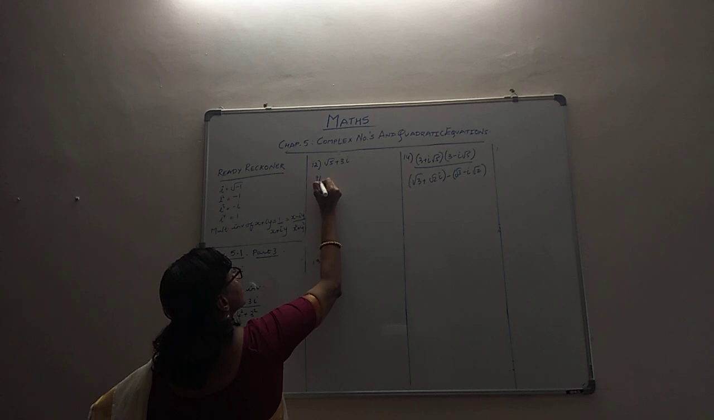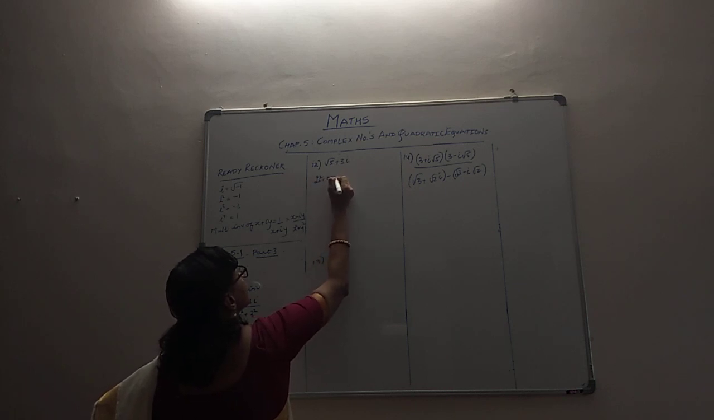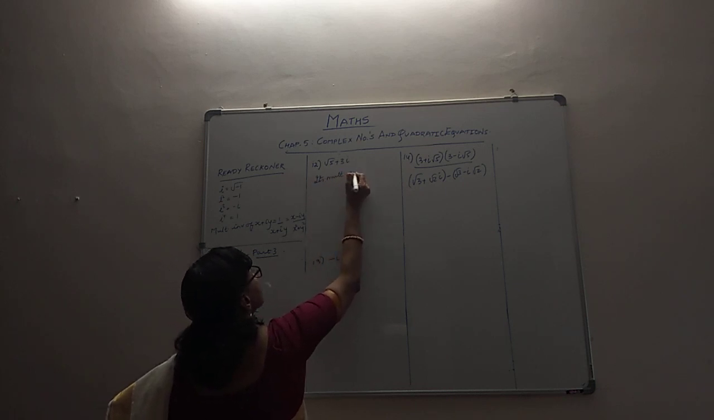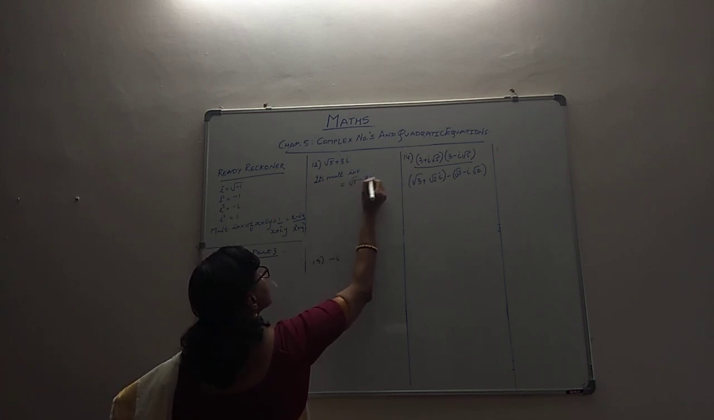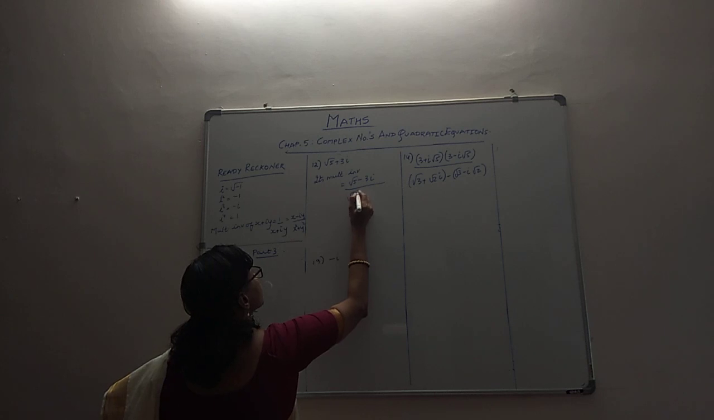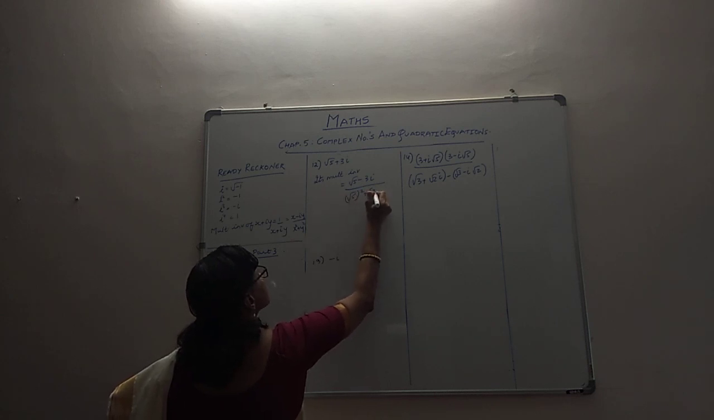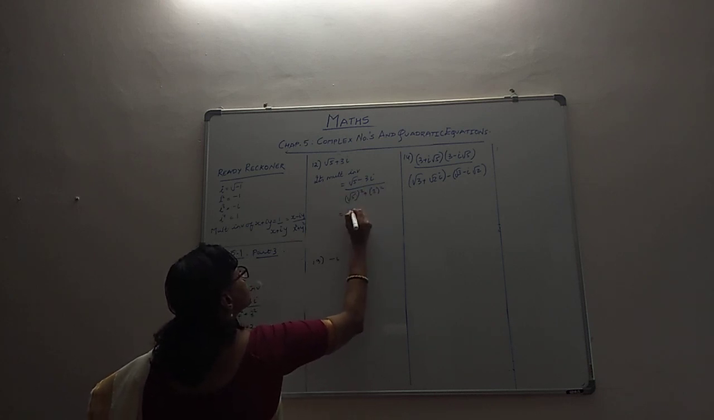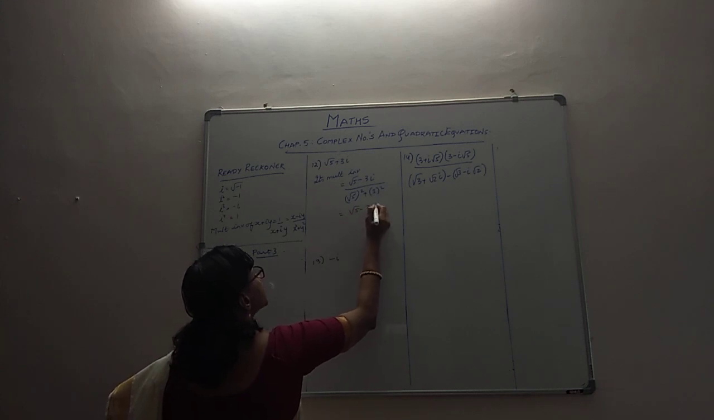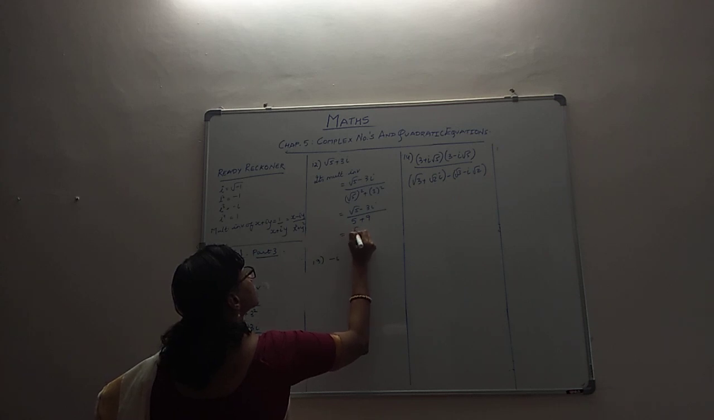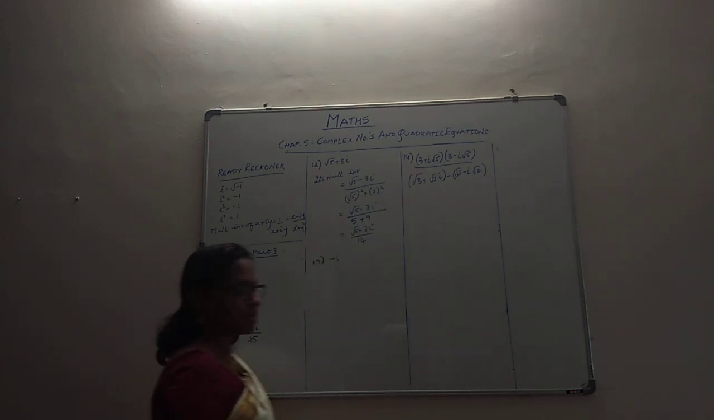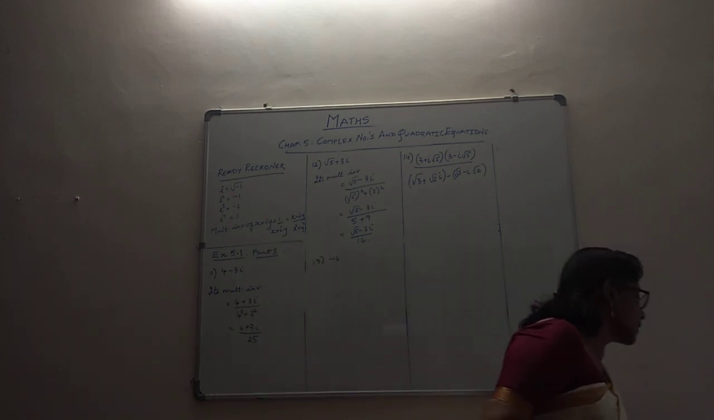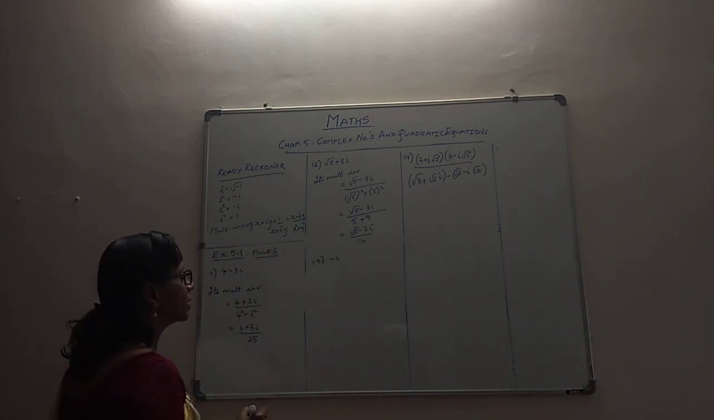Let's take this also: root 5 plus 3i. We take the conjugate, so root 5 minus 3i by root 5 squared plus 3 squared. So what will this come to? Root 5 minus 3i. Root 5 squared is 5 and 3 squared is 9. So that's 14. So root 5 minus 3i by 14. That's the multiplicative inverse.